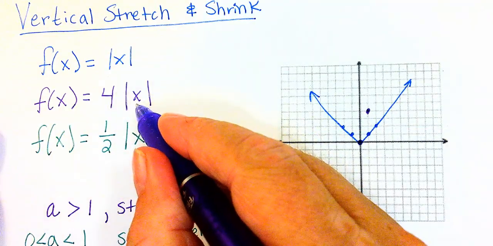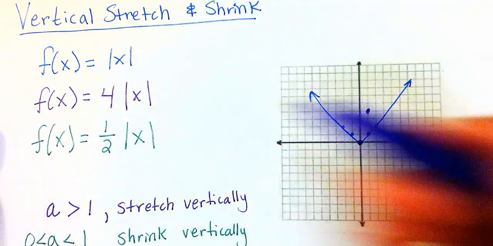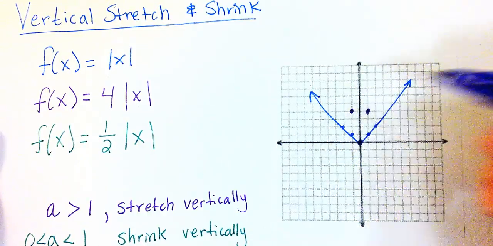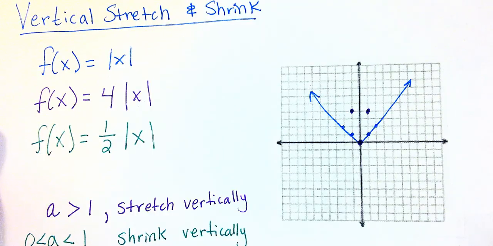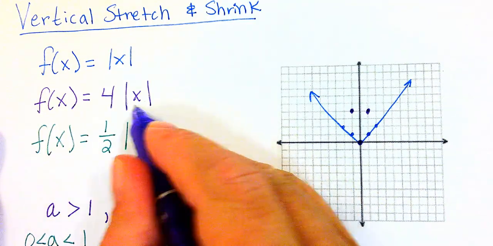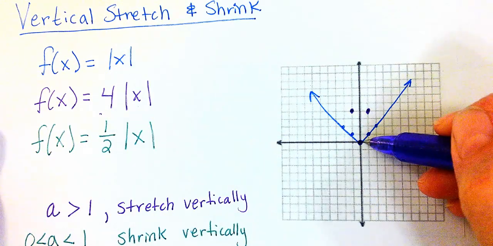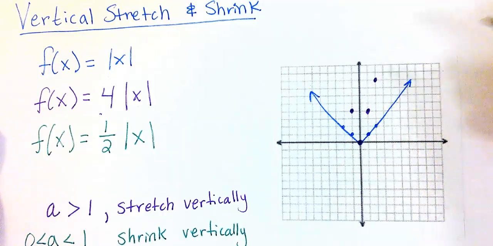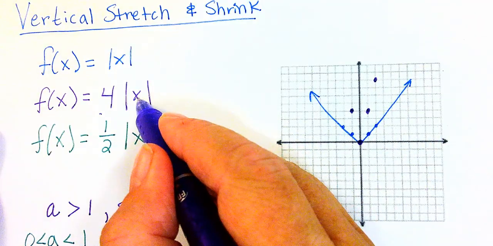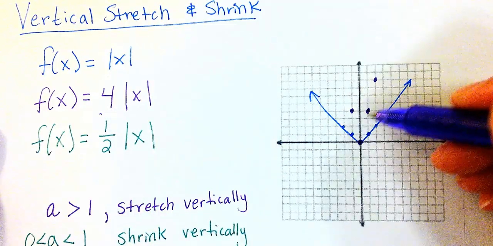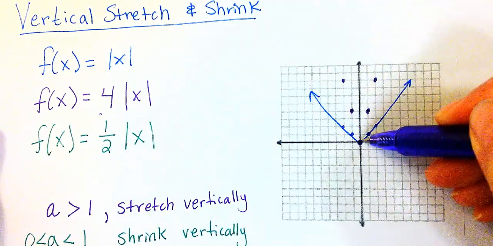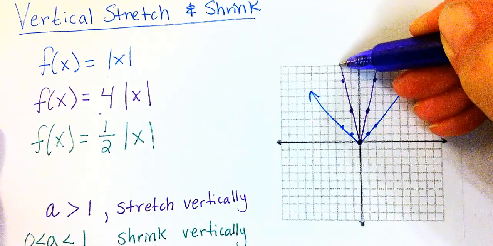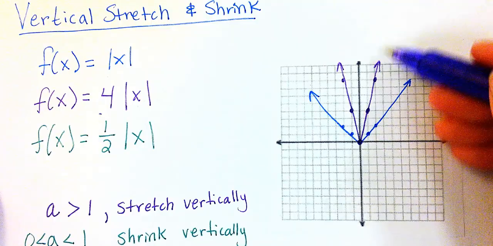Absolute value of negative 1 would be 1 times 4 would also give me 4. So now I have the point negative 1, 4. 2 times 4 would give me 8. And negative 2, once I take the absolute value as 2, times 4 would also give me 8. What happened to the function? Notice it got a lot steeper.